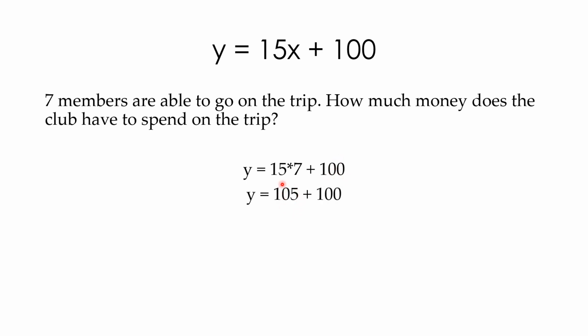So 15 times 7 is 105. So from those members, we have $105 to spend plus our extra $100. So total, we have $205 to spend on this yoga trip. You can buy some nice, yummy trail mix to take on the trip with us. A lot of trail mix for $205.